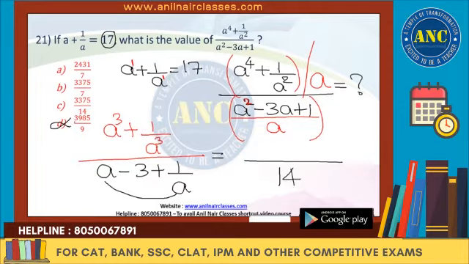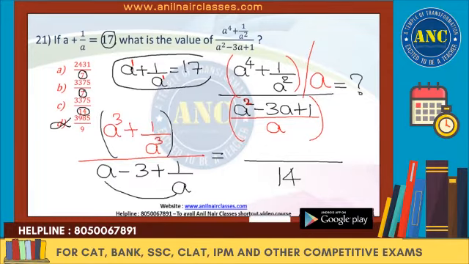Now what should be the numerator in that case? The answer can have the denominator 7, or it can be 14. Now there are 3 options, so I cannot solve it by answer options right now. I need to find the value of a cube plus 1 by a cube. I have already told you before starting this problem that if a plus 1 by a is equal to k, and in this question that k value is 17, then a cube plus 1 by a cube will become k into k square minus 3.